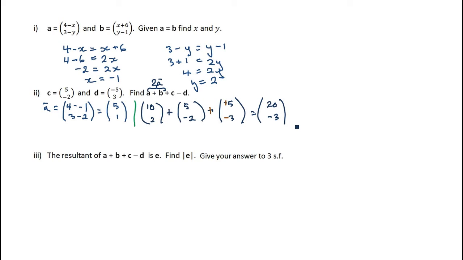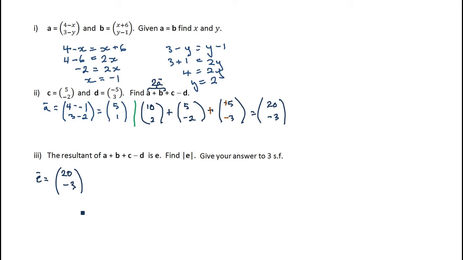So that's completed part 2. Now, part 3, which is perhaps a little bit more difficult, a little bit trickier. Okay, so the resultant of a plus b plus c minus d is e. So we now know that e is the vector that we found, which is 20 minus 3. Okay, we've got to find, and it gives us these two lines either side of vector e, and that means either the modulus, we sometimes call it, or the magnitude. It's the length of the arrow that we use to describe the vector.